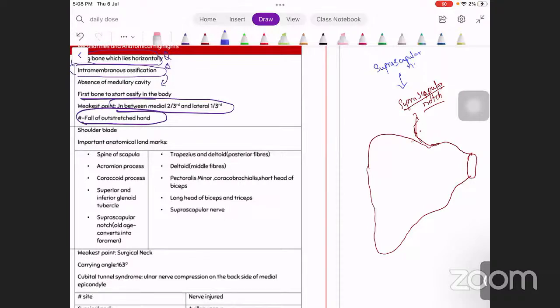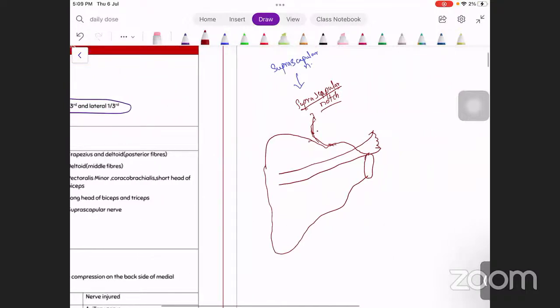And then you have the spine of scapula. At the end of the spine of scapula, you see the acromion process. And then you see there is one more bony projection called the coracoid process. So we have the spine here, and we have the acromion process here. And then we have the coracoid process here, and then we have the glenoid cavity here.